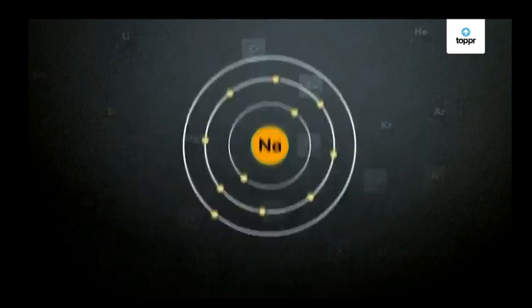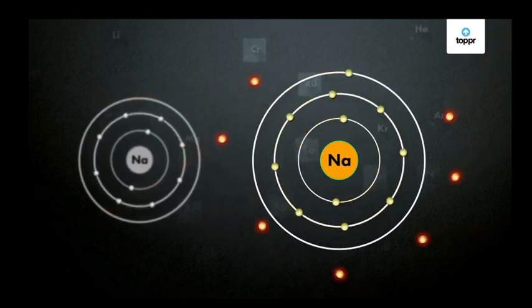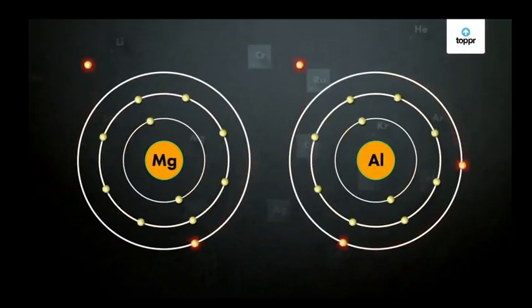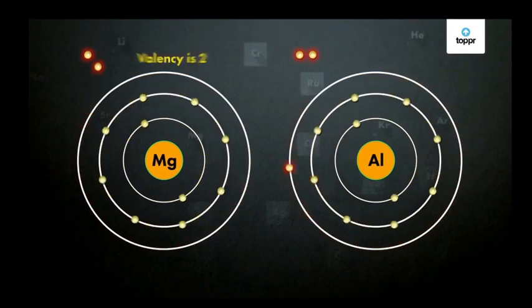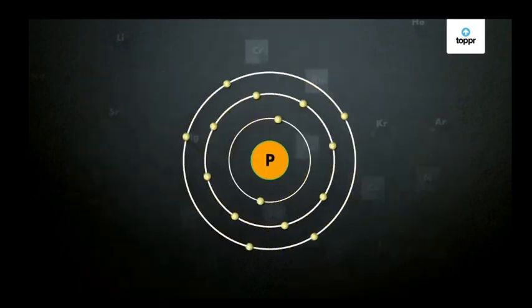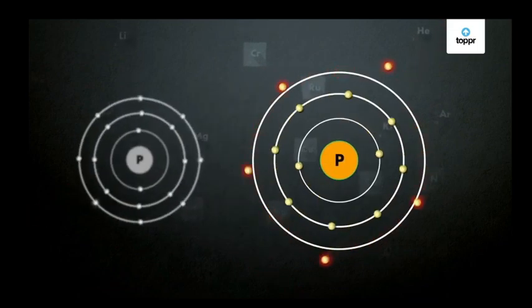Okay, let's take sodium for instance. What is easier, to lose 1 electron or gain 7 electrons? Of course, sodium can easily complete its octet if it loses an electron. Thus, its valency is 1. Same goes for magnesium and aluminium, whose valencies are 2 and 3 respectively. Now look at phosphorus. It can complete its octet either by gaining 3 electrons or by losing 5 electrons. So what does phosphorus do?